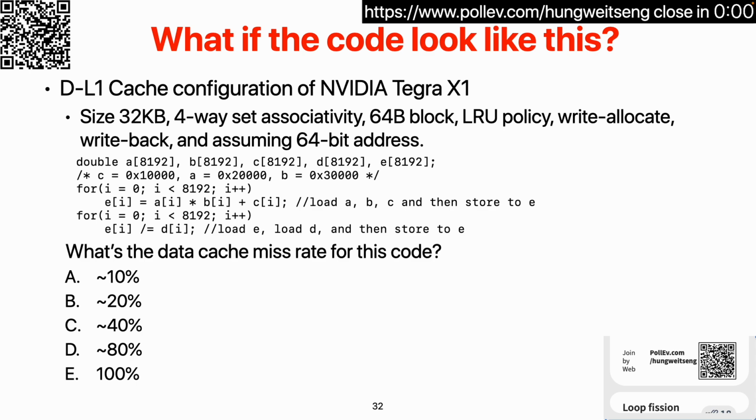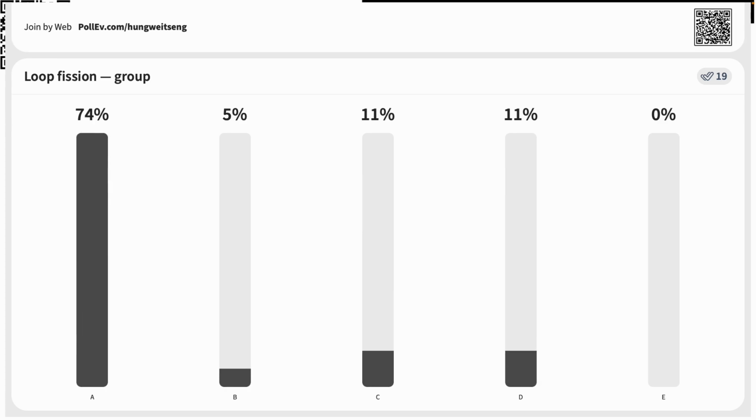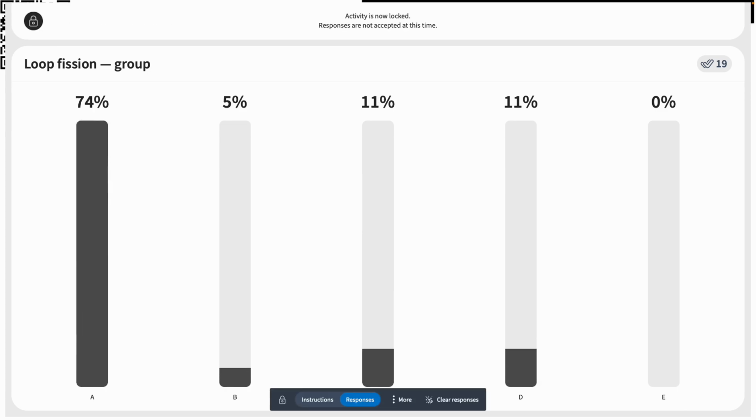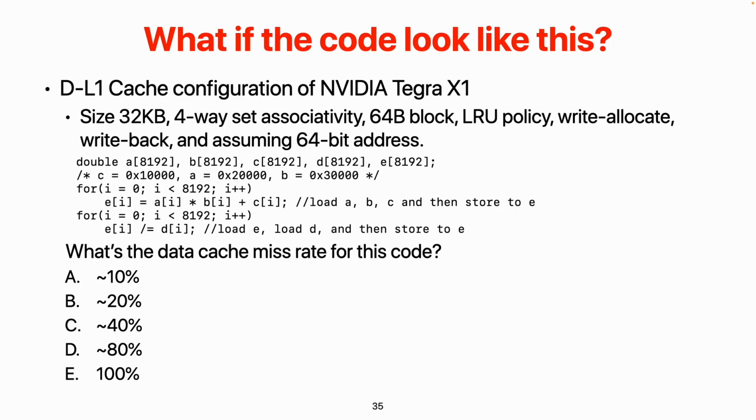All right, let's take a look. Okay, after discussion, 74% of you think it's A, versus only around 10%. So I want to hear from you. Why is it A? Would anyone like to share?